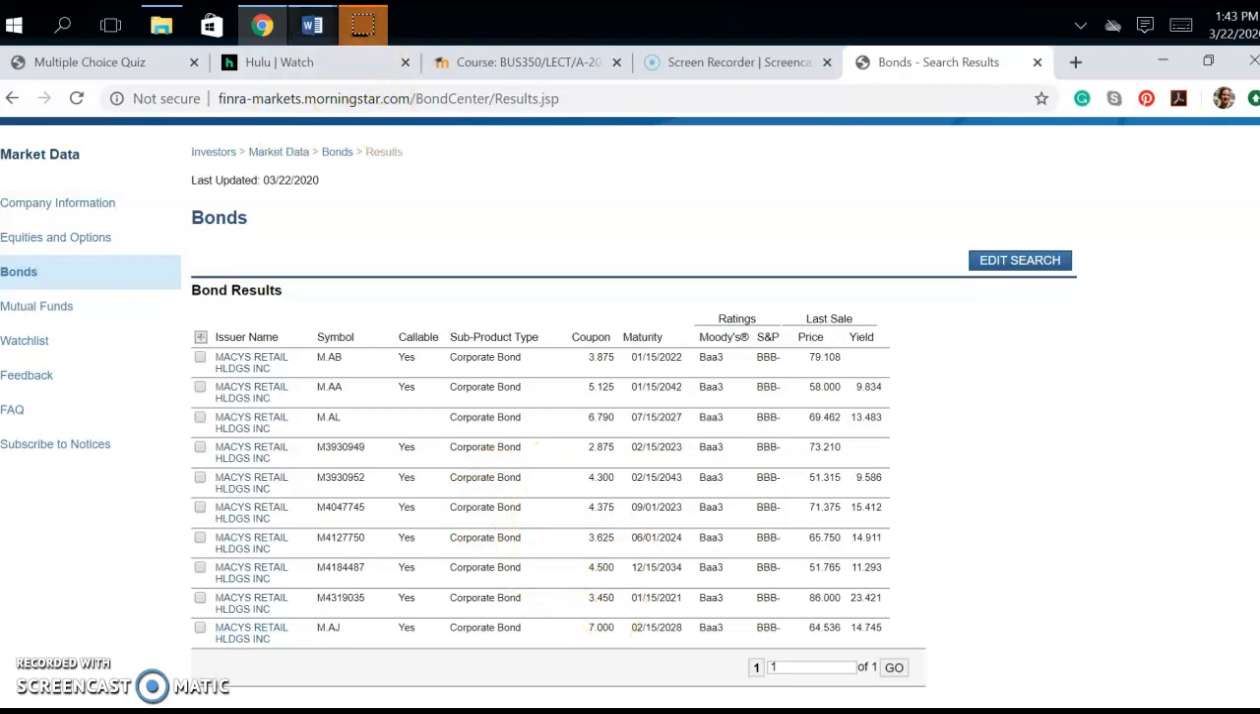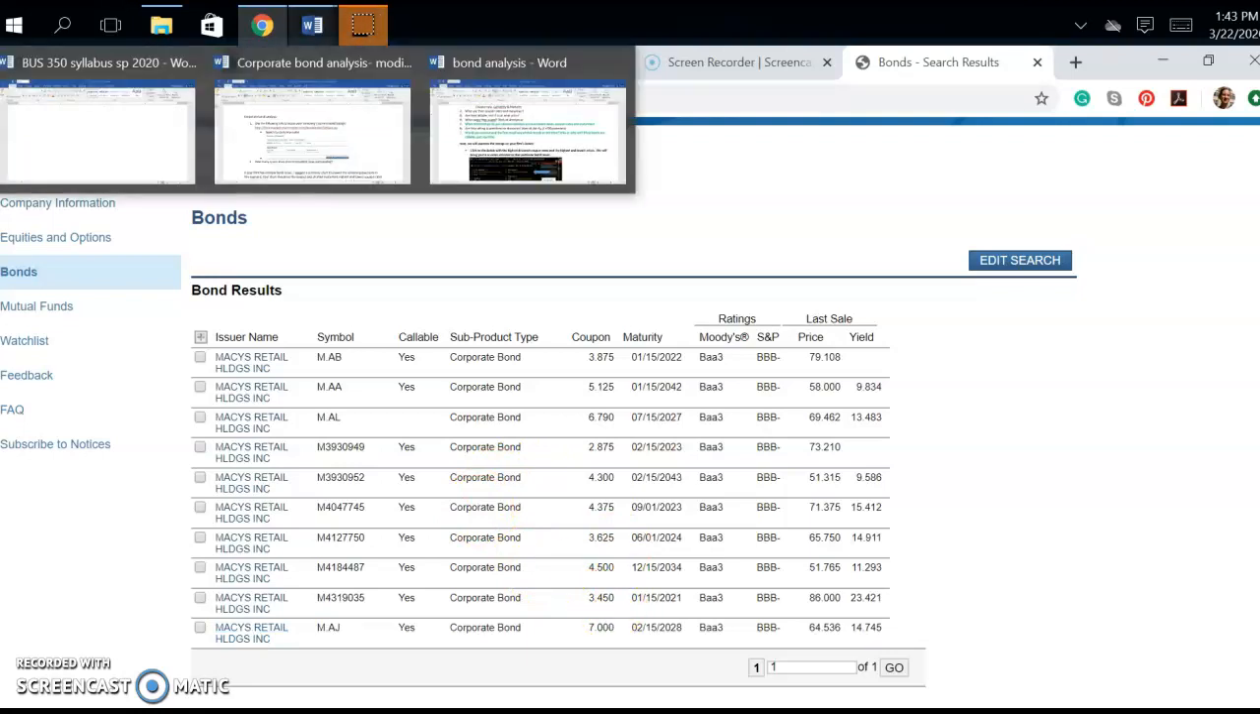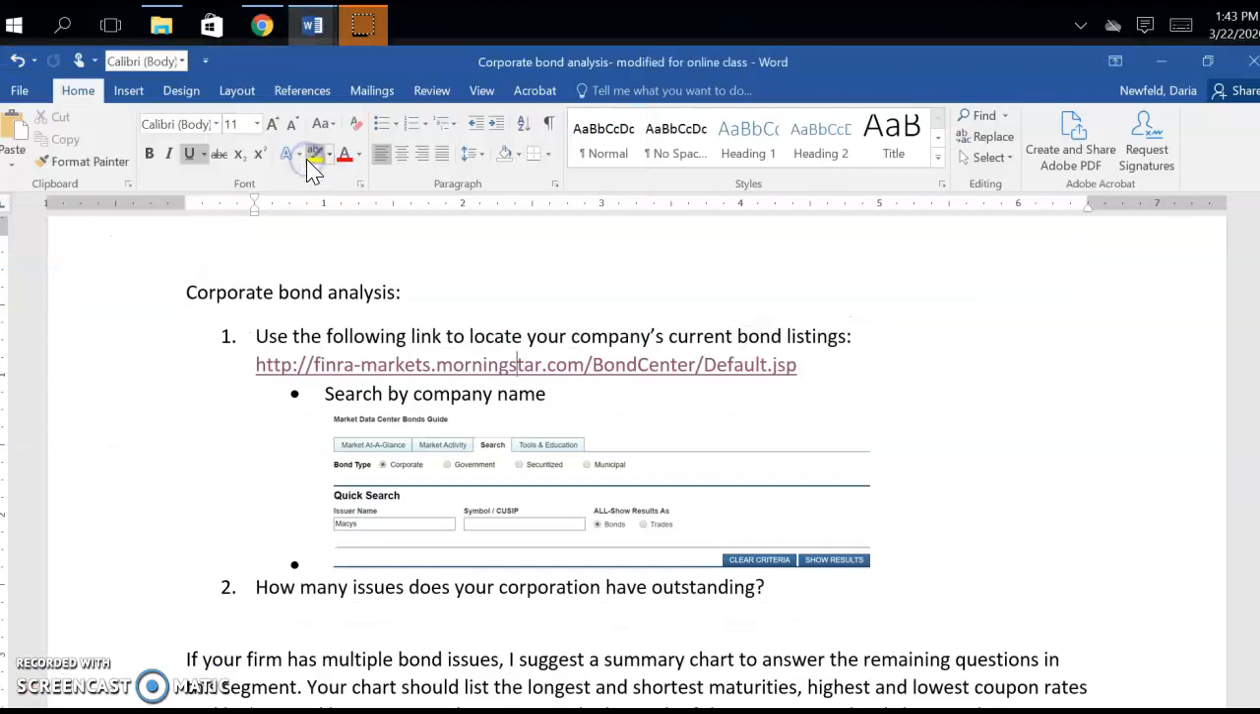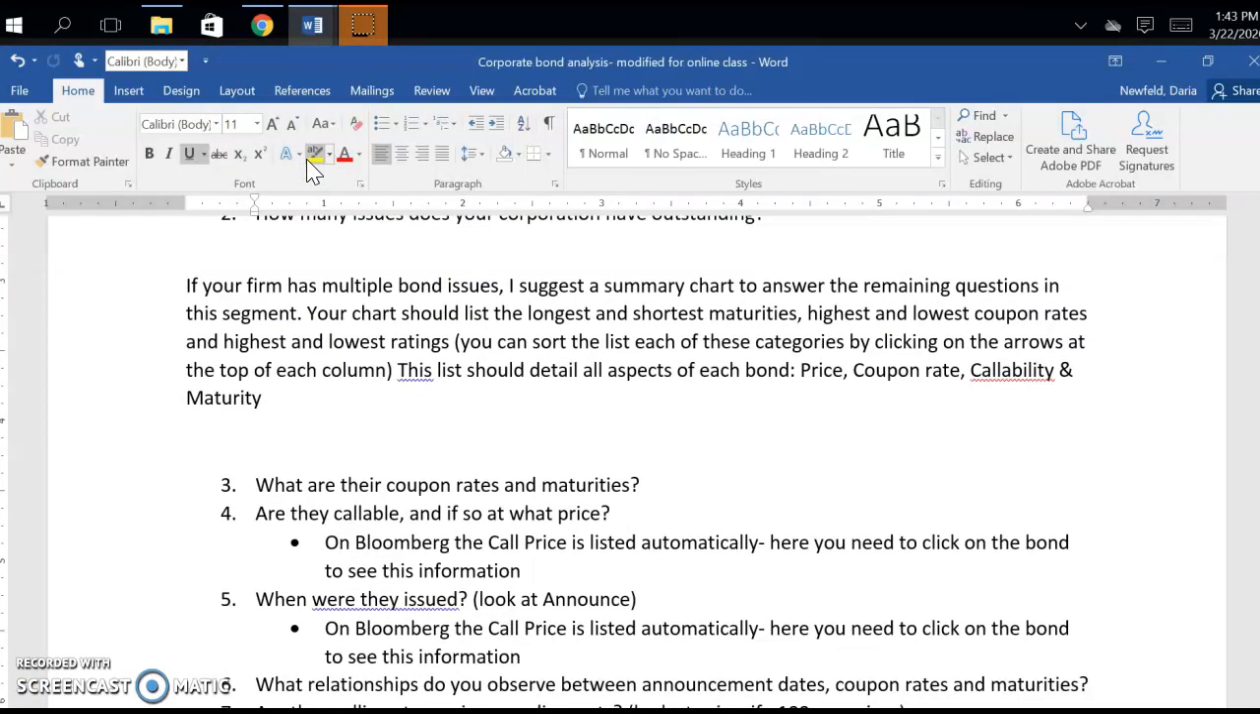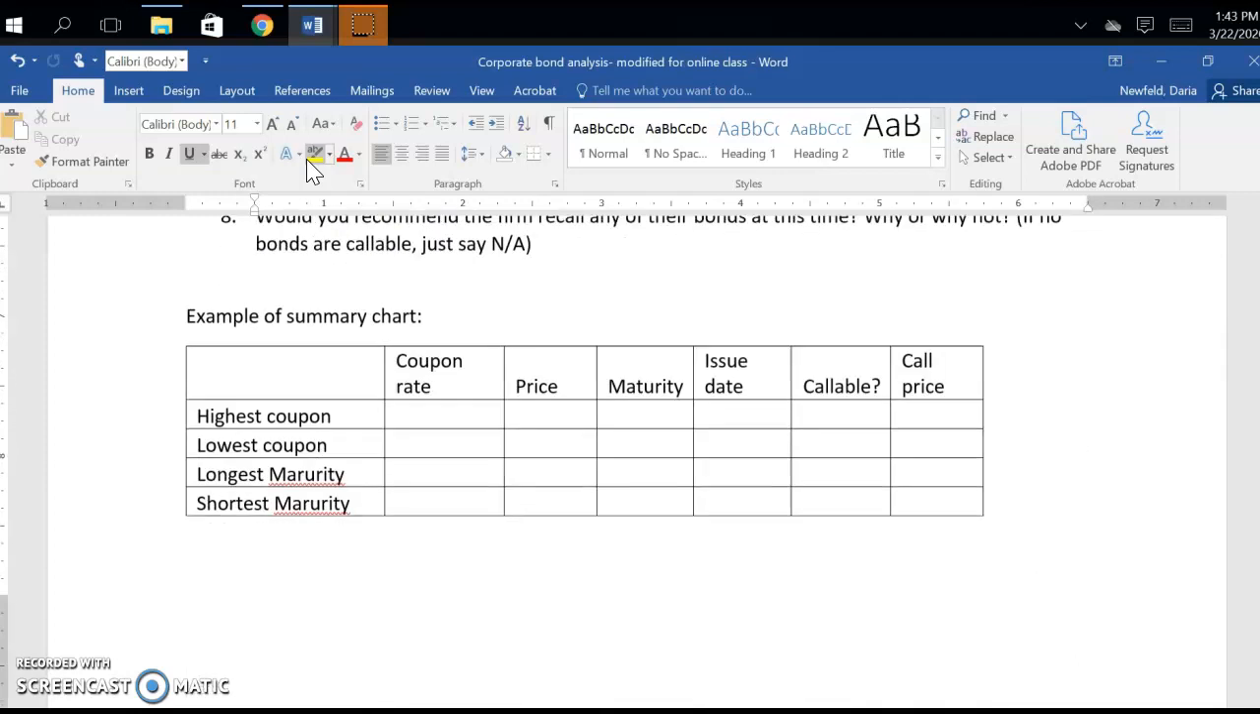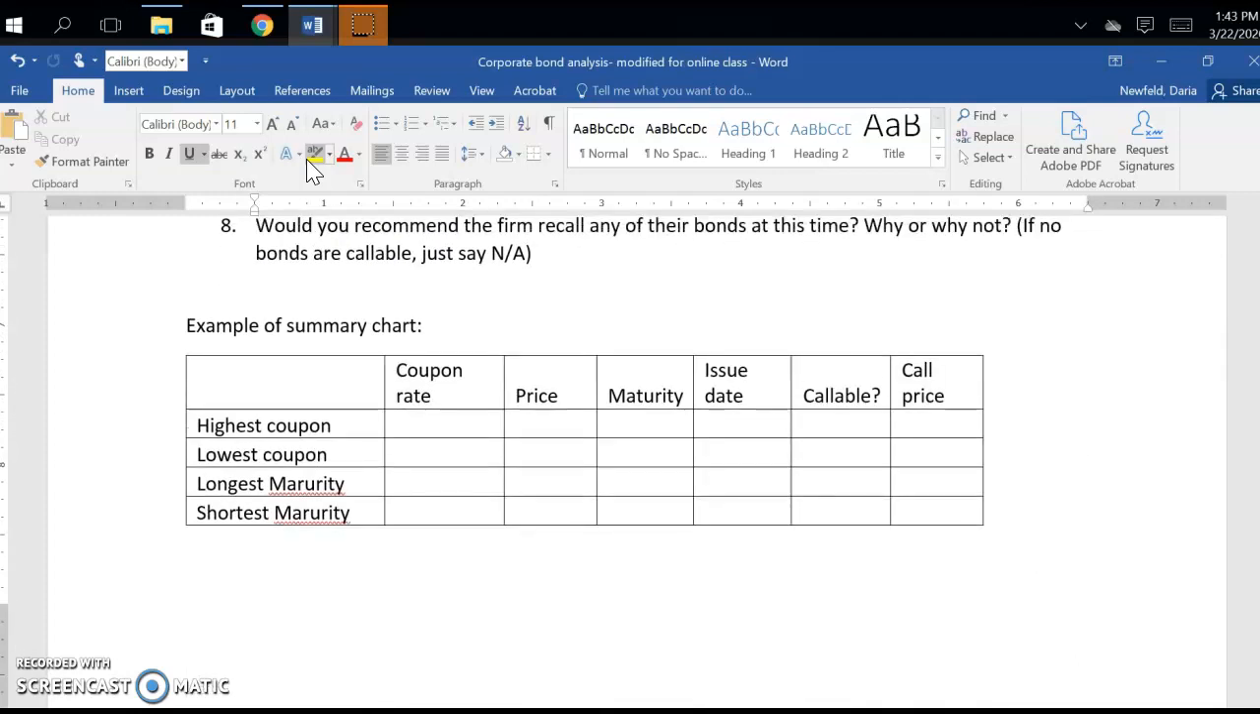Then, what does it ask me? It asks me to examine information about these bonds, all right? So, if your firm has multiple bond issues outstanding, which in this case my company does, I suggest a summary chart to answer the following questions. So I give you a sample of a summary chart down at the bottom. And when I spelled maturity wrong, I'll have to fix that.